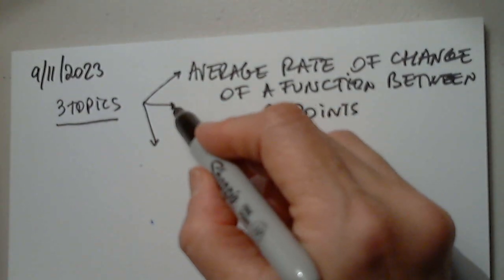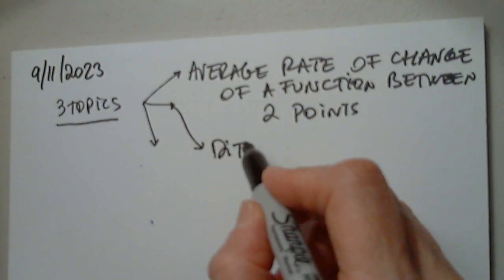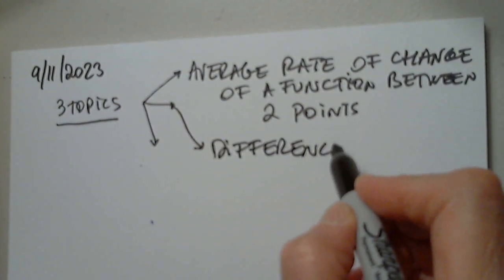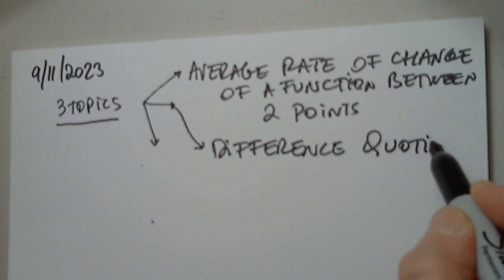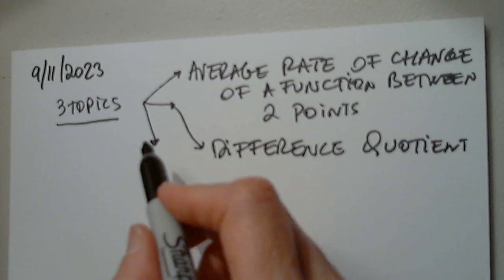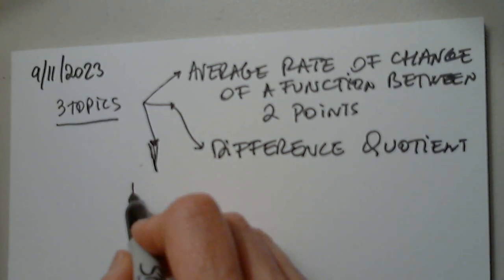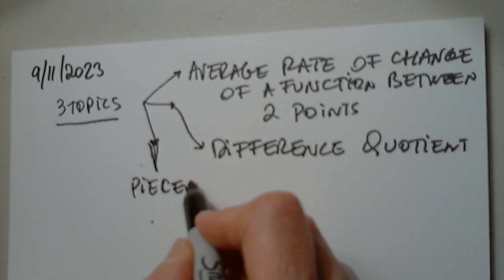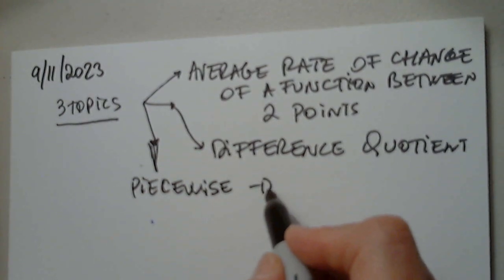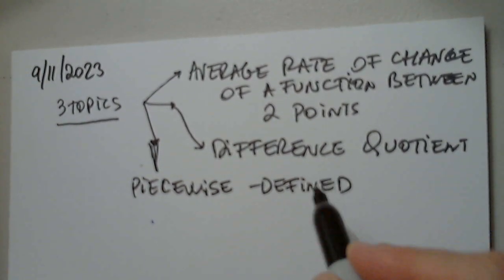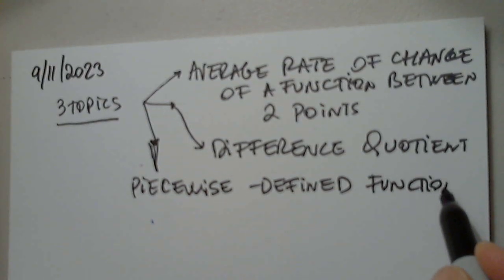The second one is something called difference quotient. And the last one, it doesn't have to be in this order, is piecewise defined functions. These are crucial concepts in this class. So, again, do you have any questions for me before we start with this?